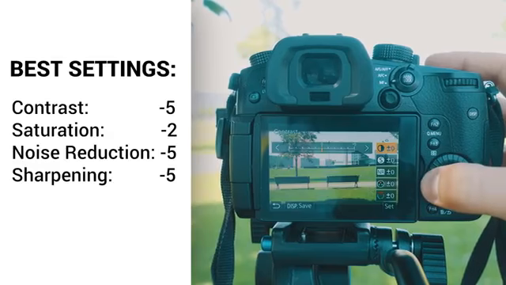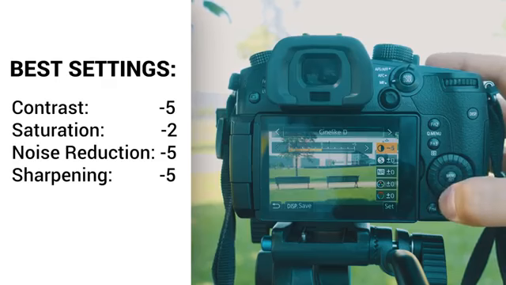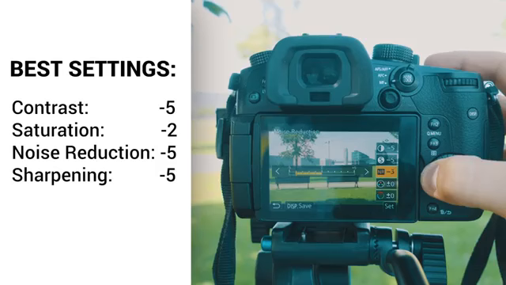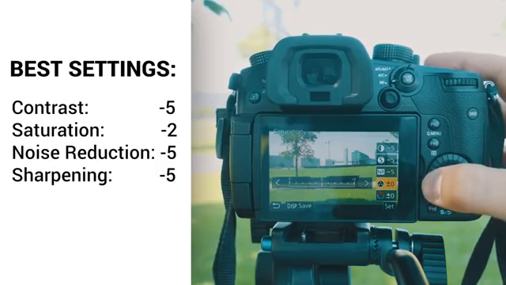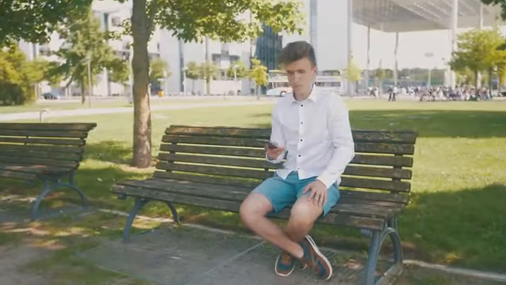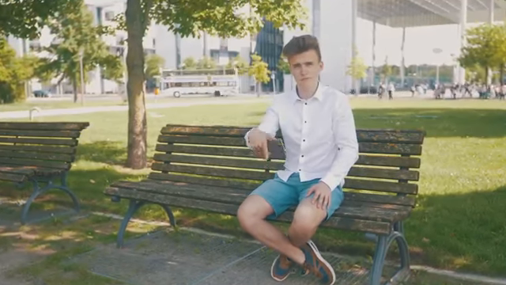Set the contrast as low as possible, the saturation 2 stops negative, and if your camera has something like noise reduction or sharpening, turn that completely down. With that setting, you're achieving a flat, grey looking image which delivers you more dynamic range for color correction. A good tutorial for color correction is linked in the description below.